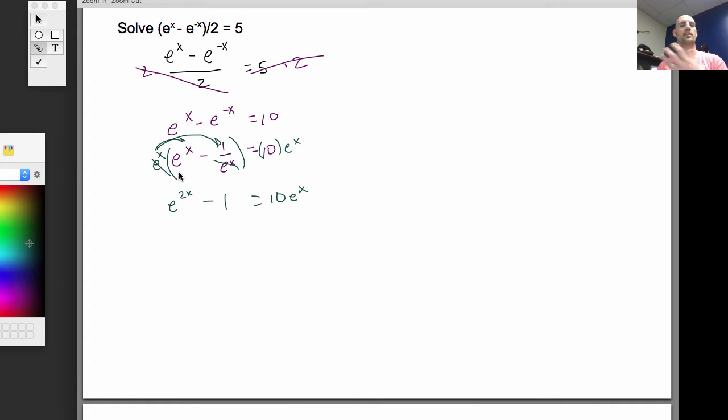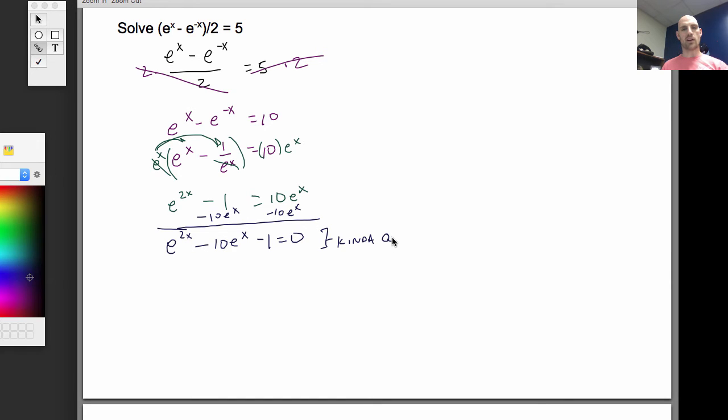Well, what do I do with this now? What I can really do is employ a kind of a calculus method, and it's going to be based on the fact that this is sort of a quadratic, and I'm going to rewrite it to show you. If I subtract 10 e to the x over here and 10 e to the x over here, check out what I've got. Okay, so I've really got e to the 2x minus 10 e to the x minus 1 equals 0. Well, this is kind of quadratic.